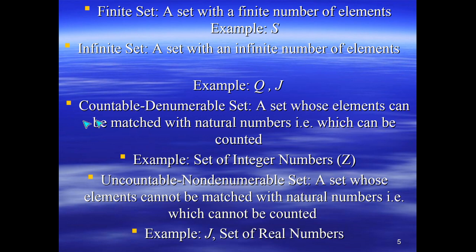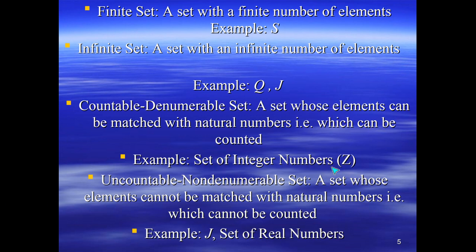Then we can classify the sets as countable and uncountable. What are the countable, denumerable? You can say denumerable or countable, it's the same thing. Countable or denumerable sets are sets whose elements can be matched with natural numbers. That's to say, which can be counted. You can just count them with your fingers almost. And then you can continue. They don't have to be finite. They can be infinite, but there can be infinite numbers of elements, but they should go one by one. So you should be able to count them.